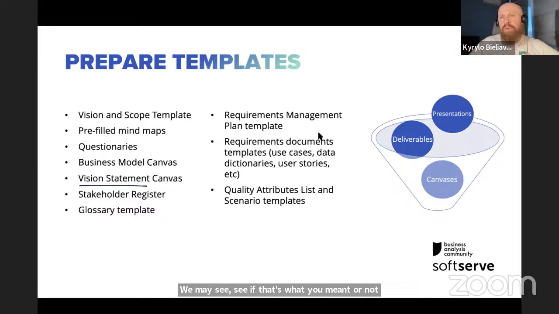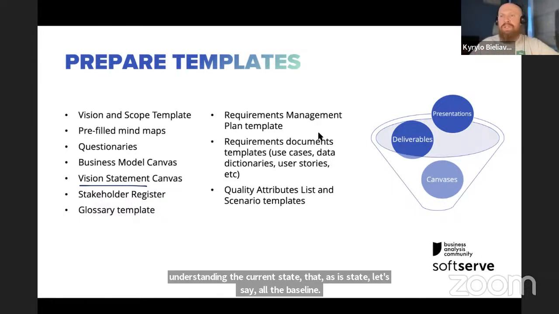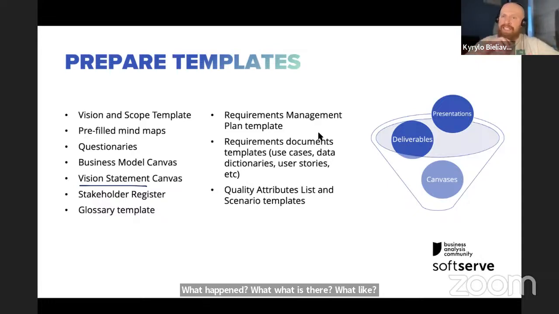A discovery is when we're trying to understand what we need to create or what we need to solve with our solution. An assessment is understanding the current state, the as-is state, or the baseline: what happened, what is there, what's going on. So discovery can partially take as-is state analysis into account. I would say assessment would be a part of the discovery, but again, that's under the assumption that I understand what you imply by the assessment.